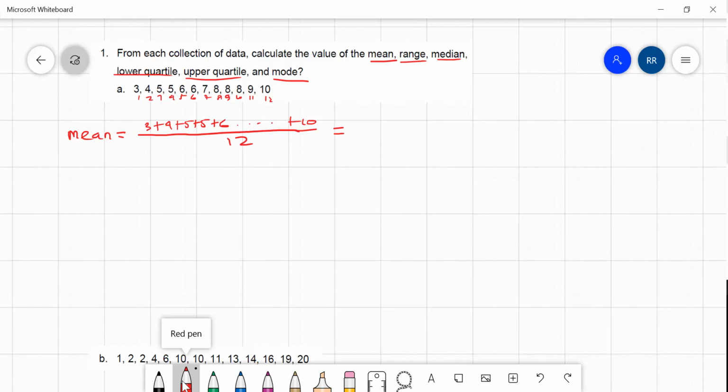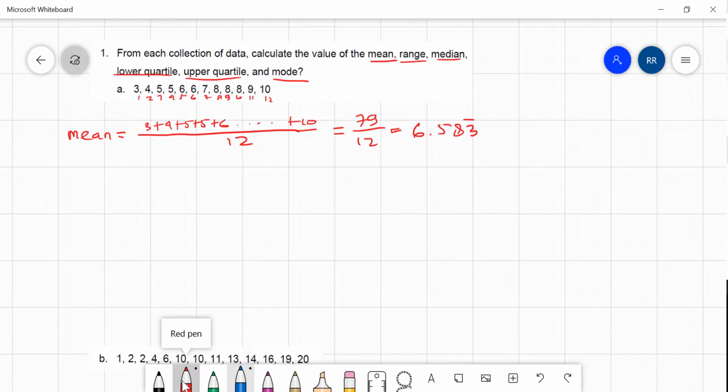So if I use a calculator, it will be 79 over 12. You can write this down as a fraction like this, or you can write it down as a decimal. Actually, it's up to you. 6.583 recurring 3. Okay, there you go. That is what we call the mean.